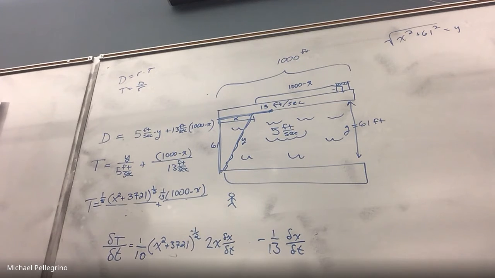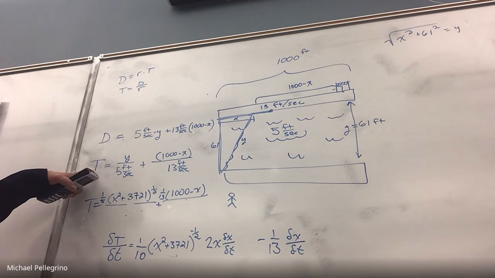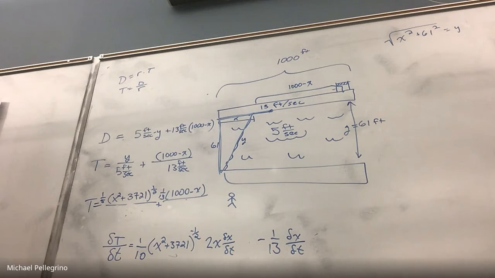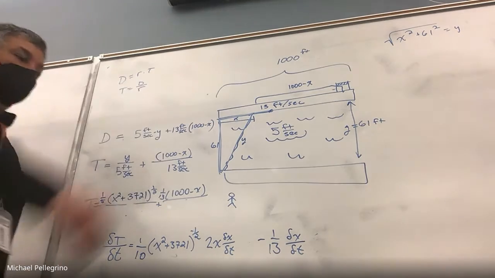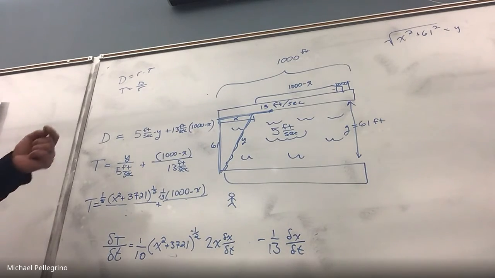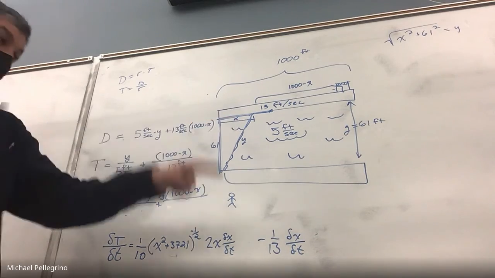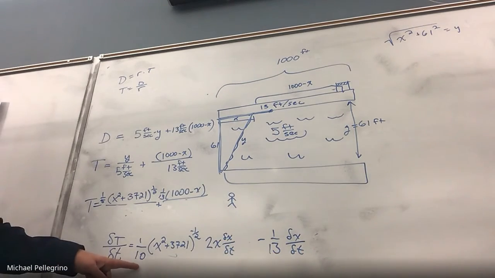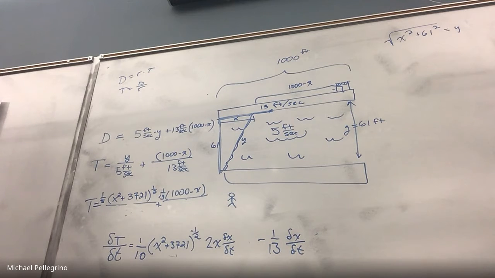Okay, the question. That's the time it takes to go through each thing, the time it takes to go through the water. Or the smaller t is the time it takes to go through each of these sections. But it's really related to x here. That's how I did it. We found y in terms of x, which is why this one is 1/13 and this one is 1/10. Okay. So I think I found the derivative here.